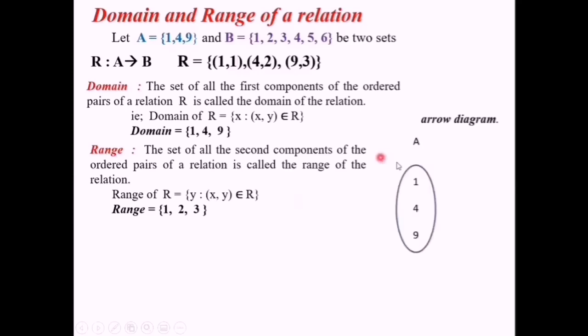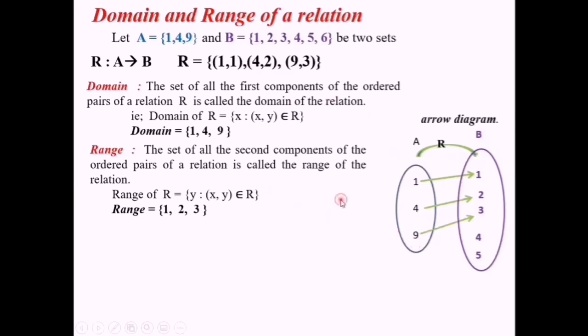Representing it in an arrow diagram. Here set A, set B, and R is the relation from set A to set B, and the ordered pairs are (1, 1), (4, 2), and (9, 3). Here, the first components of the ordered pairs 1, 4, 9 are the domain, and the second components of the ordered pairs, that is 1, 2, 3, are the range of the relation.